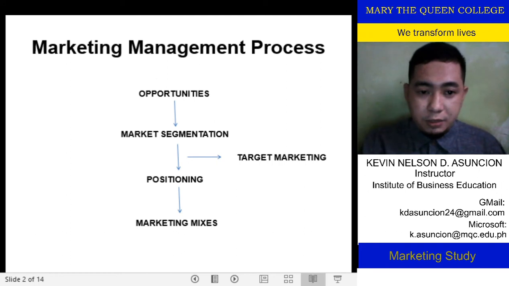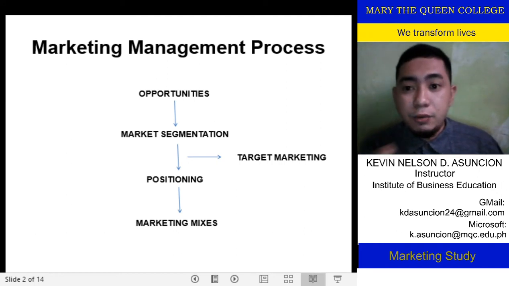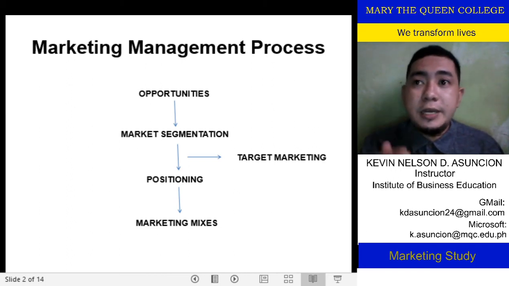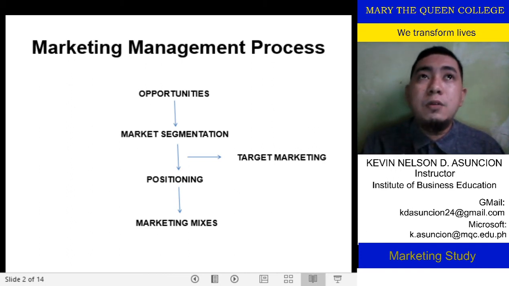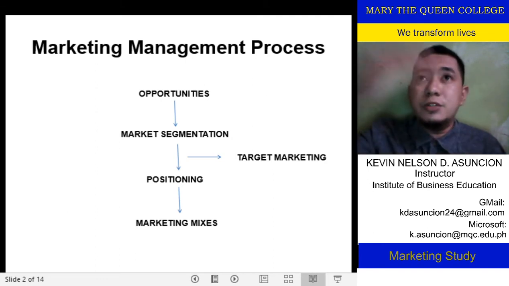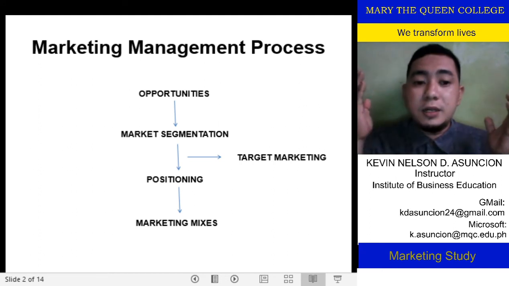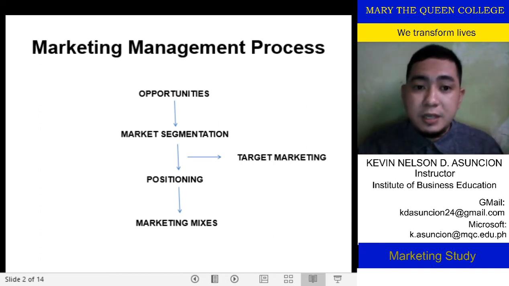So kung makikita nyo dito sa diagram natin, your market segmentation and target marketing will result in the positioning. What's positioning? Positioning is how people would know you, or how people will describe you. So kumbaga, paano mo i-position yung produkto mo out of dun sa meron nang market, o market segment na tina-target mo. And from that positioning, dito magde-derive yung marketing mixes natin.